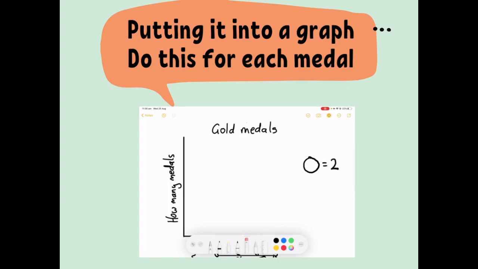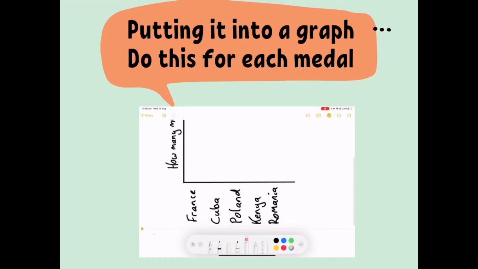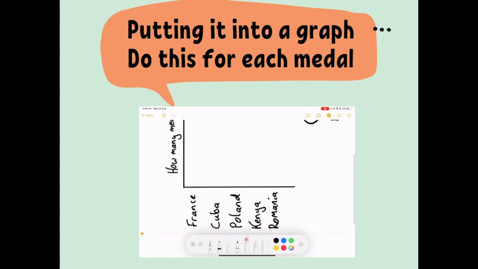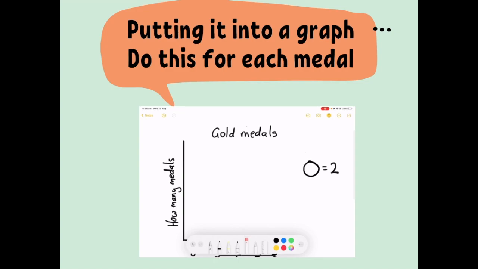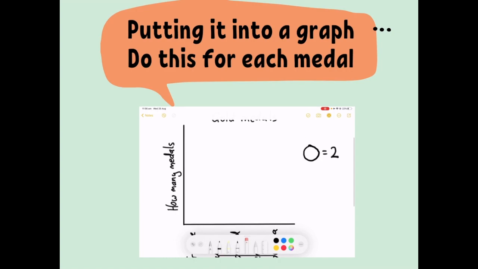Okay, guys, so I have got my tallies done. My 5 countries are France, Cuba, Poland, Kenya, and Romania. And the reason I chose these 5 countries is because, just for this example here, they didn't win a whole lot of medals. So up the top, I've got gold medals, so I know what this graph is about. It's my title, gold medals. Down the side, I've got how many medals.